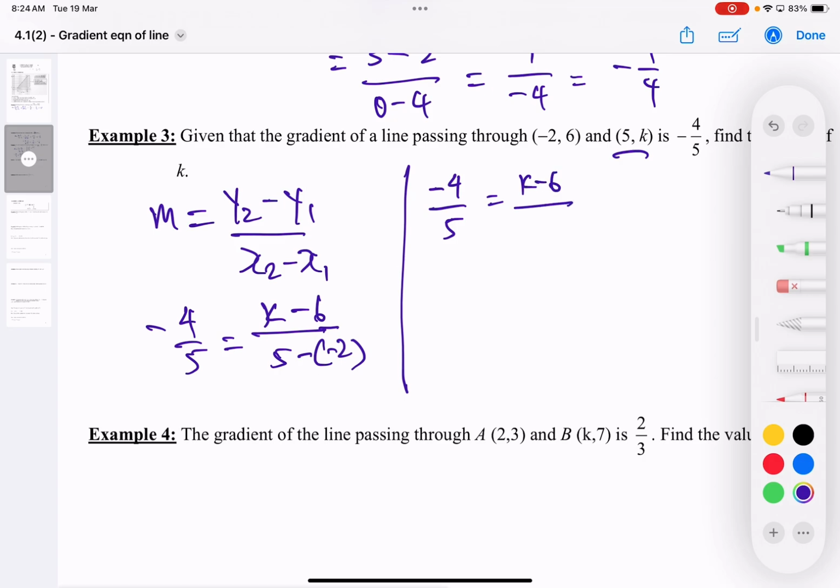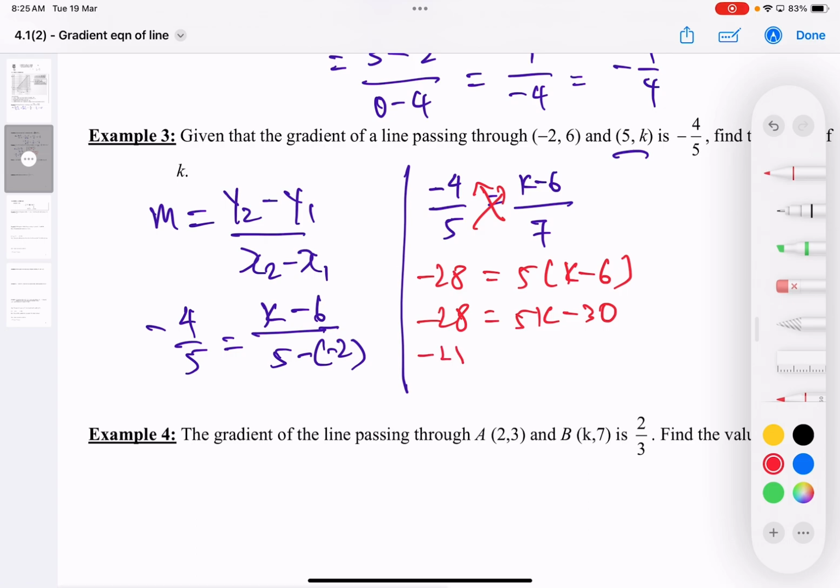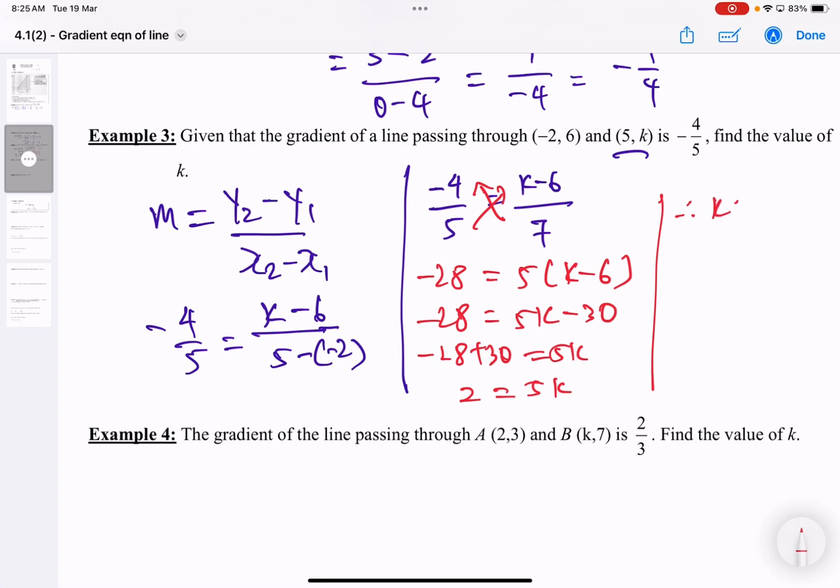My denominator here is 7. I can cross multiply. Negative 4 times 7 gives me negative 28. 5 times k minus 6, negative 28 is equal to 5k minus 30. I bring the 30 over, so negative 28 plus 30 equals 5k. So 2 is equal to 5k, therefore my k is equal to 2 over 5.